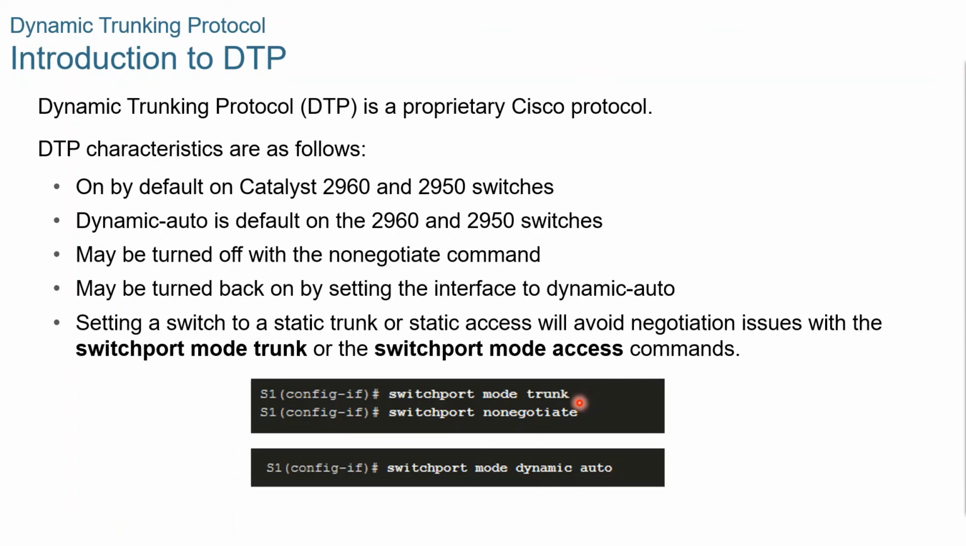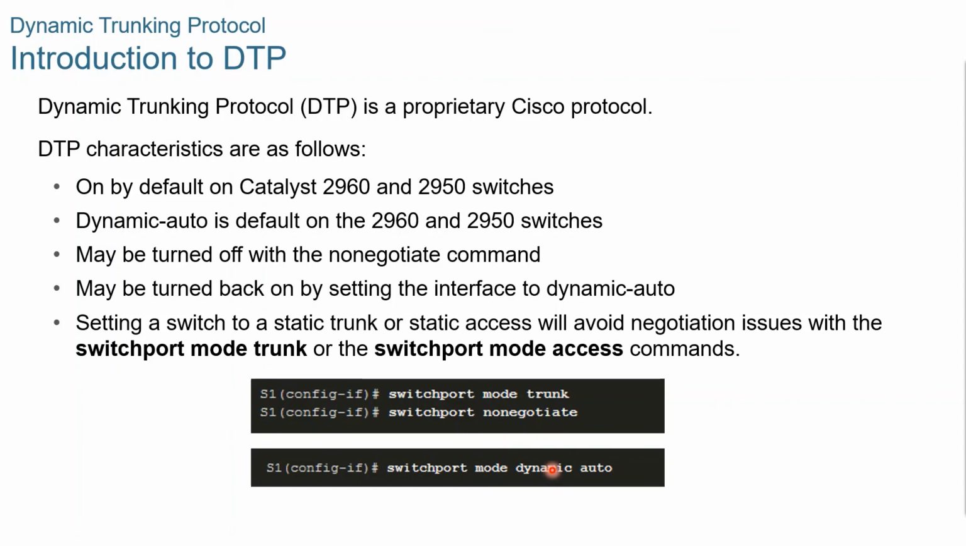This causes the interface to become a trunk, but it will not generate DTP frames as shown here. Okay, so switchport mode trunk, switchport nonegotiate. So to re-enable Dynamic Trunking Protocol, use the switchport mode dynamic auto command. So that is switchport mode dynamic auto.